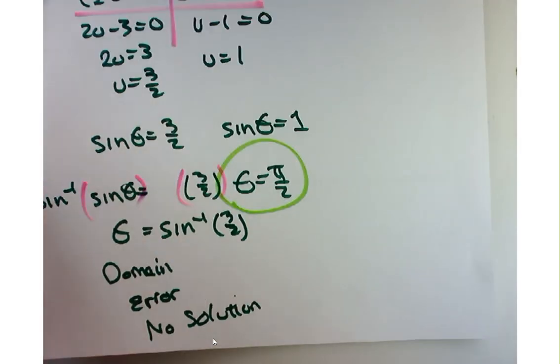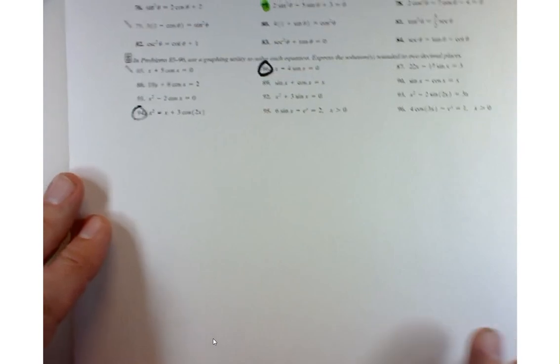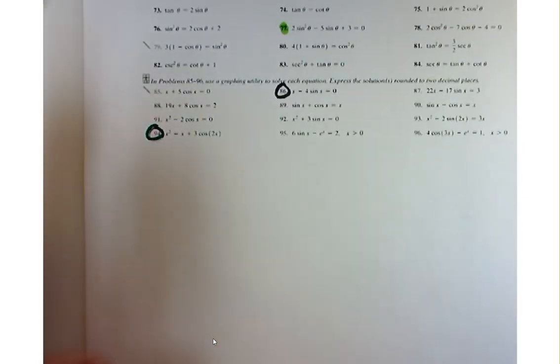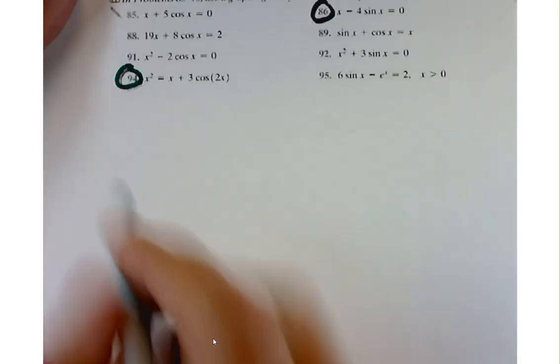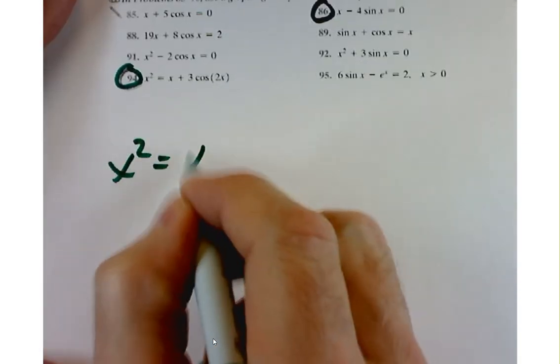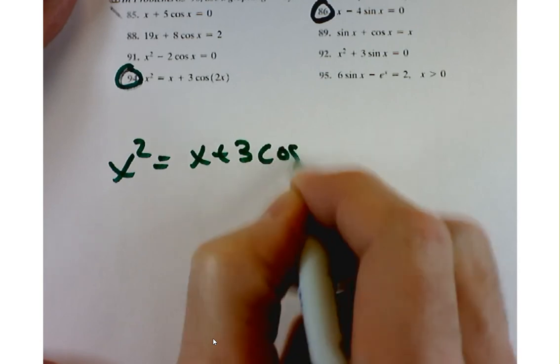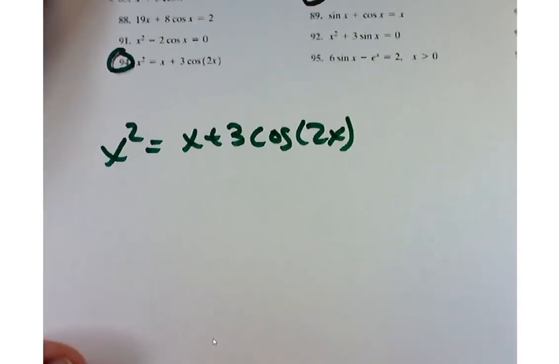Okay? Thank you. All right, last one. This one, take out your graphing calculators. We're going to try and solve where x squared equals x plus 3 cosine of 2x. We're going to try and solve that graphically.